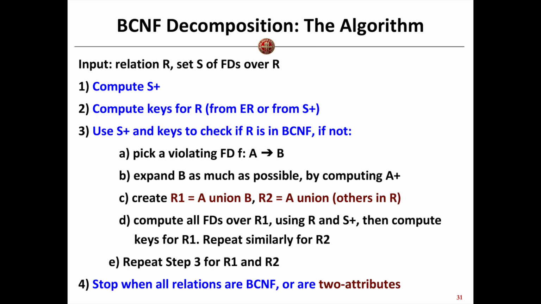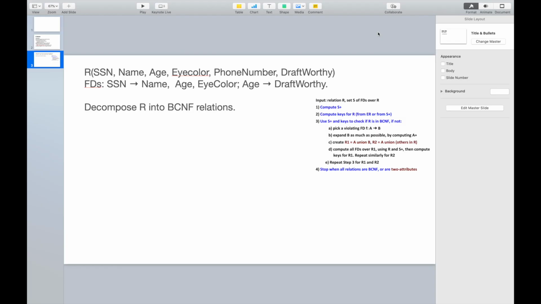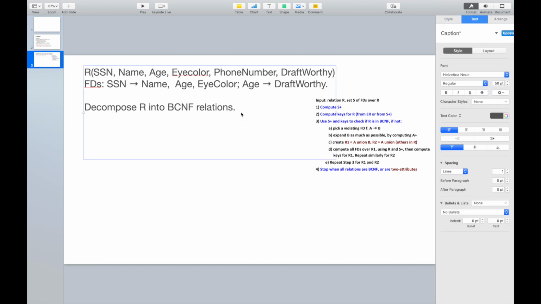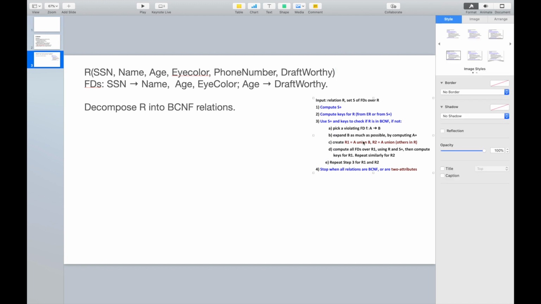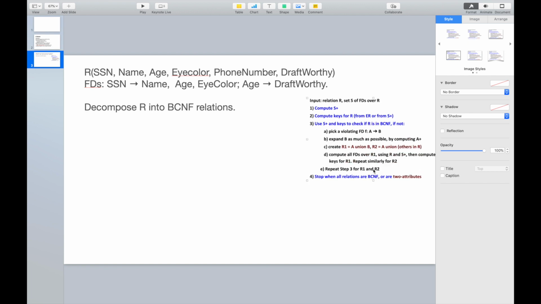Let's come back to the example we provided before. Let me describe the problem again. Let's assume we have a relation R with SSN, name, age, icon, phone number, and trustworthy as the attributes. We can find two FDs in the relation. The first one is SSN implies name, age, and icon. The second one is age implies trustworthy. We plan to decompose this relation R into BC normal form relations instead. We also provide a screenshot of this algorithm on this page at the right hand side, so you can see it.